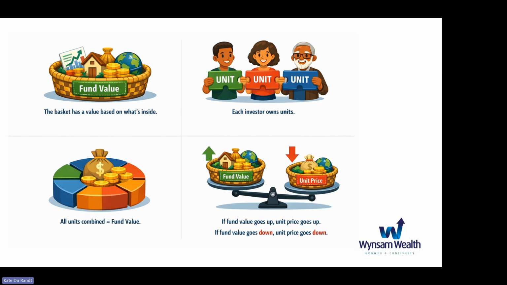So if, for example, the price of the unit is R1 and you have put R100 in, you will own 100 units. If the price of that unit then goes to R1.50, you still own 100 units, but now the value of your investment is R150. And that's how a unit trust works. Each unit has a price, and sometimes the price moves up and sometimes the price moves down. You still own the same number of units, but the price of the units changes constantly.